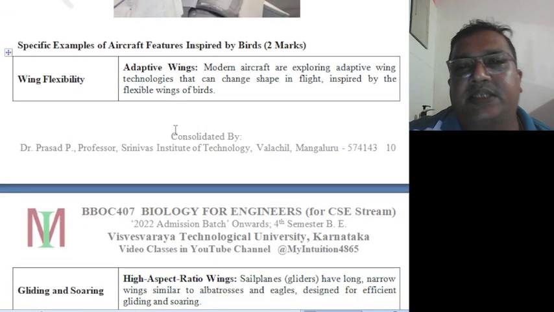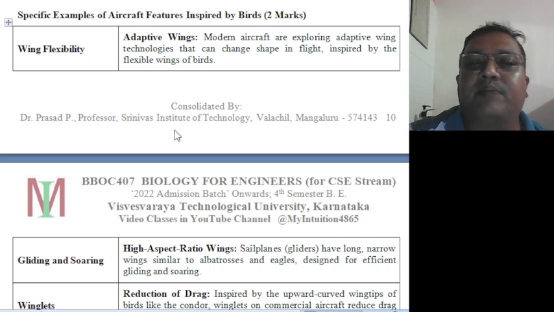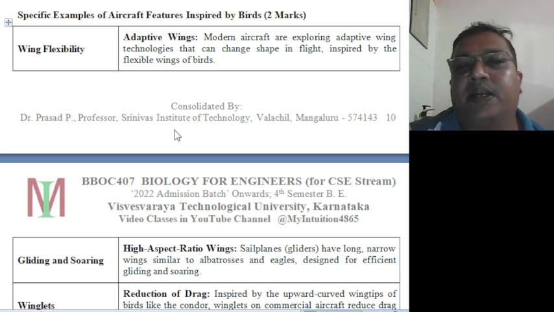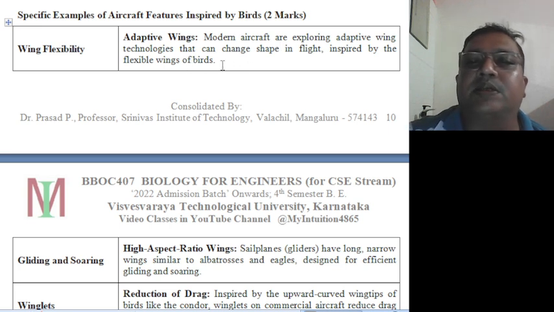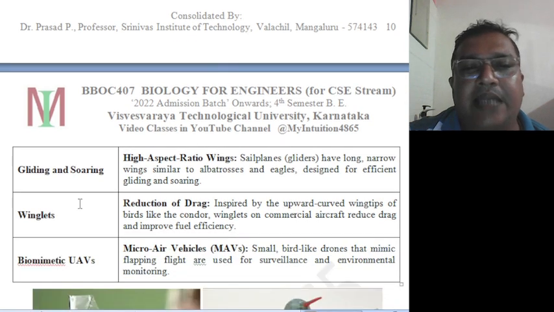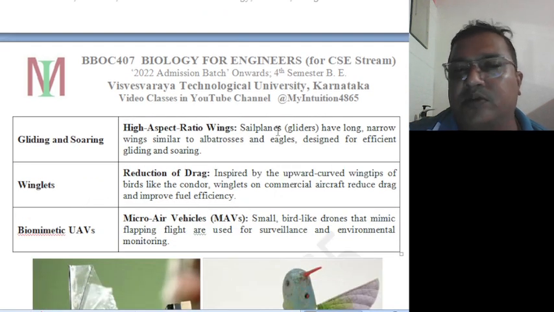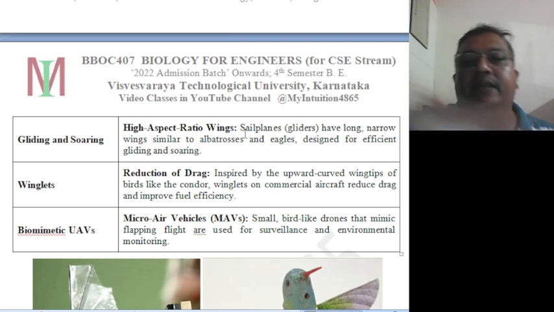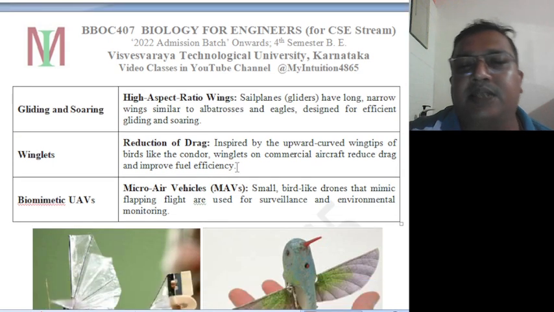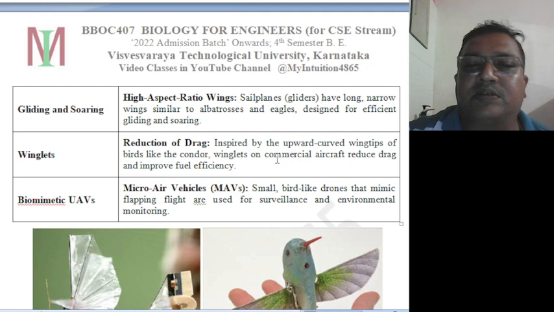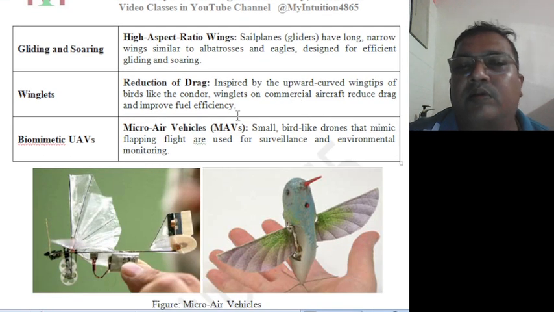Now specific examples inspired by birds. Wing flexibility: modern aircraft are exploring adaptive wing technology that can change shape in flight, inspired by the flexible wings of birds. Gliding and soaring: high aspect ratio wings are used for gliders. Winglets, for reduction of drag, are inspired by the upward curved wingtips of birds like the condor. Winglets on commercial aircraft reduce drag and improve fuel efficiency.